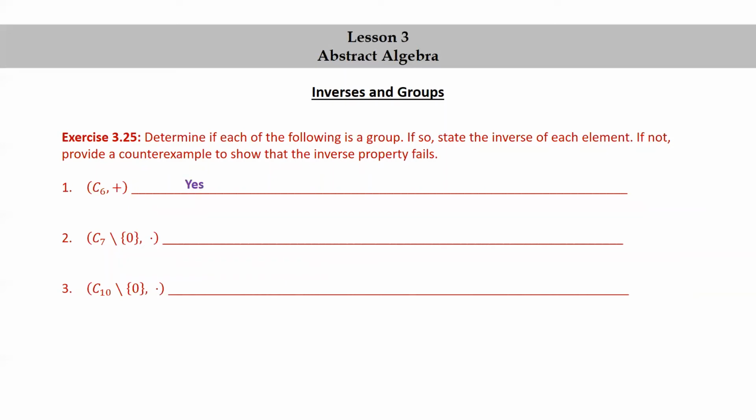Yes, this is a group. The inverse pairs are 0 is paired with itself, 1 and 5, 2 and 4, and 3 is paired with itself. C7 with 0 removed under clock multiplication. Yes, the inverse pairs are 1 is paired with itself, 2 and 4, 3 is paired with 5, and 6 is paired with itself.